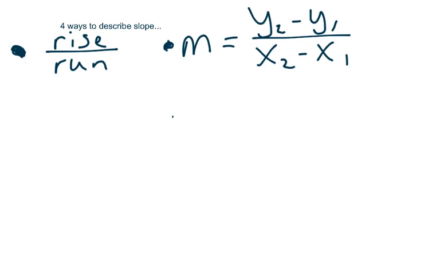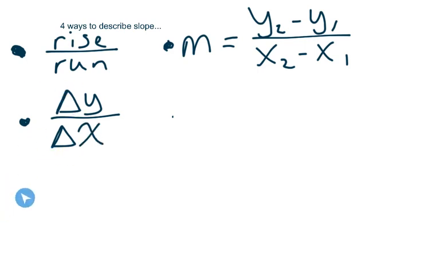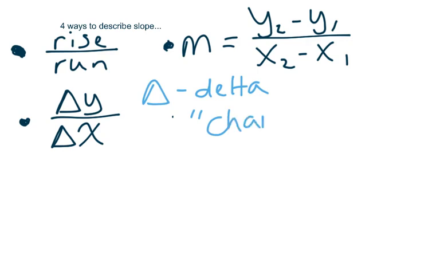So I want to make sure I'm connecting these ideas for you. Another way that you might see it, I don't think this way is quite as common anymore, but you might see what's called delta y over delta x. That triangle there is not actually a triangle. It is the Greek letter delta, and I'll put that here. This is the Greek letter delta, and it is mathematical shorthand for the words "change in." So it is the change in the y over the change in the x.